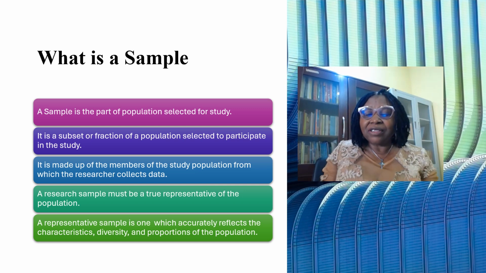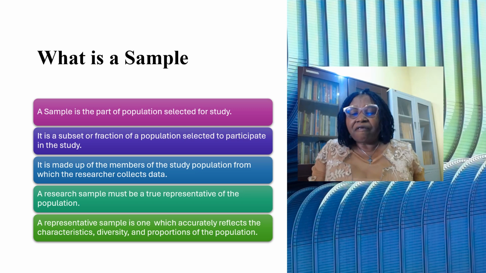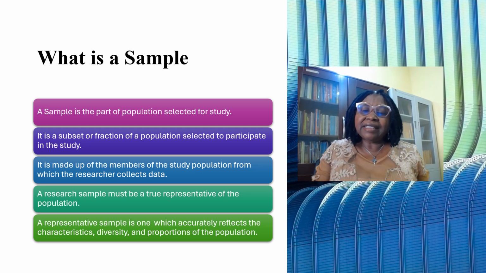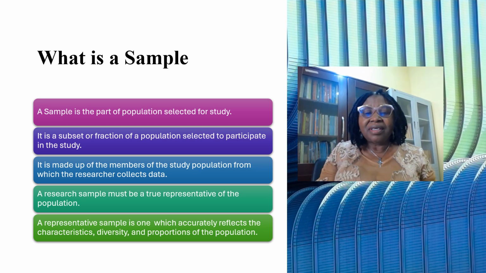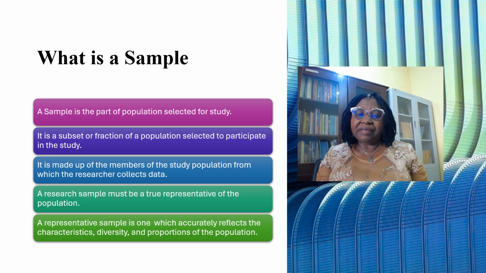What is a sample? A sample is a part of population selected for study. It is a subset or fraction of a population selected to participate in the study. It is made up of the members of the study population from which the researcher collects data. A research sample must be a true representative of the population. What do we mean by being a true representative? A representative sample is one which accurately reflects the characteristics, diversity, and proportion of the population.